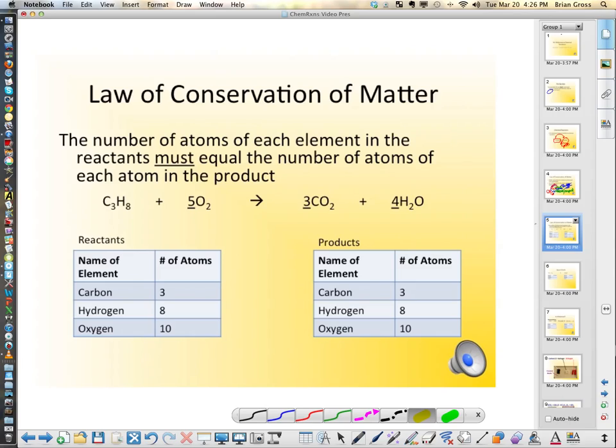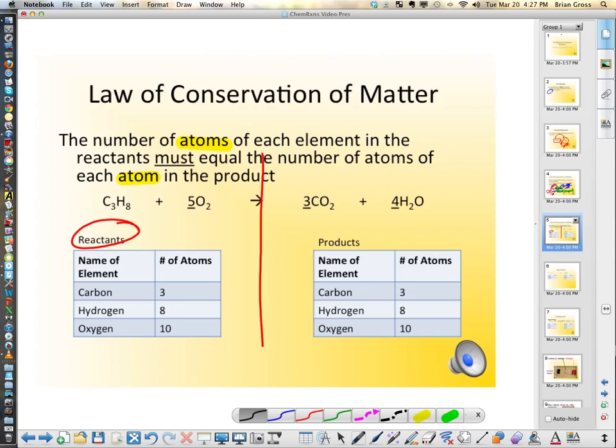So the number of atoms on the reactant side must equal the number of atoms in the product. Very simple. So let's walk through this together. Let's split this in half. This side, like it says, we have our reactants. So we're going to deal with those first.